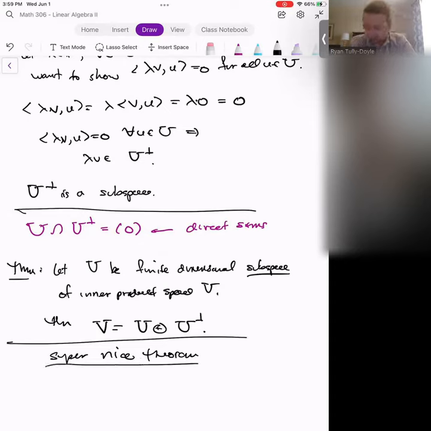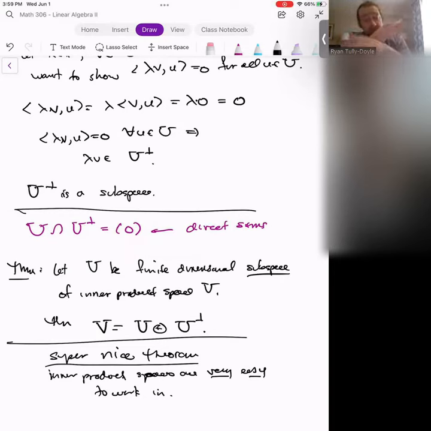So this is a super nice theorem because what it indicates is that inner product spaces are very, very highly structured. Inner product spaces are very easy to work in. And where we're going to go with this is, since I can take a vector space and chop it up into orthogonal pieces, that's going to give me a notion of projecting down onto one part of a vector space.